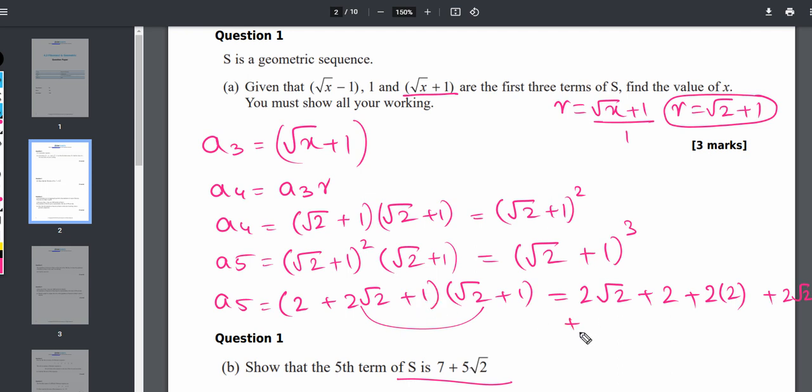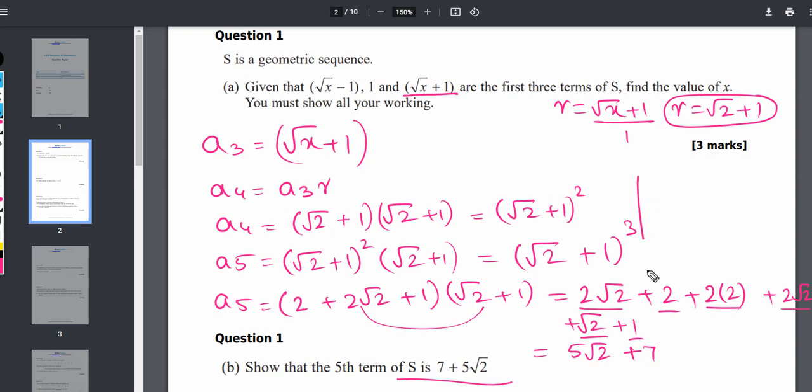Now I'll do this one. It'll be like under 2 plus 1. So I'll just solve it. So 202, 202, and under 2. So this will become 5 under 2. 2 plus 4 plus 1, that will become 7.